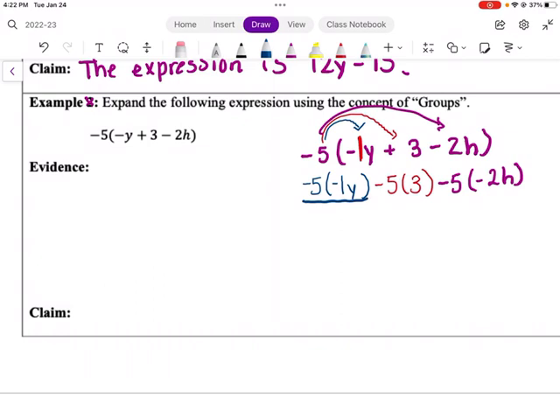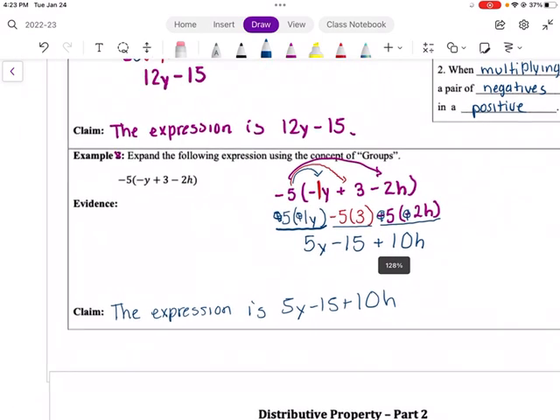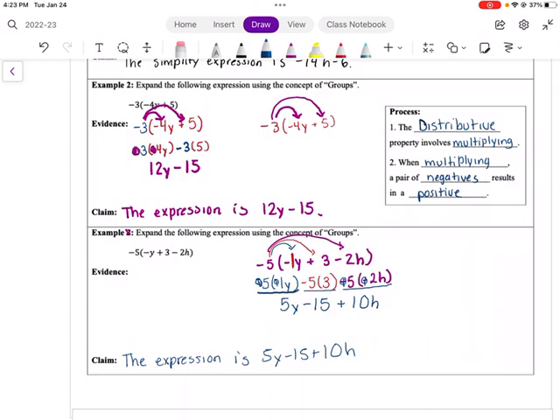I'm going to multiply them out. Negative times negative, make these positive. 5y. Negative 15. Negative times negative, positive 10h. So the expression is 5y minus 15 plus 10h. Make sure you're writing this down, catching it up. If you are falling behind, hurry it up.